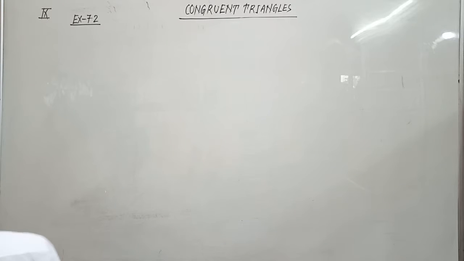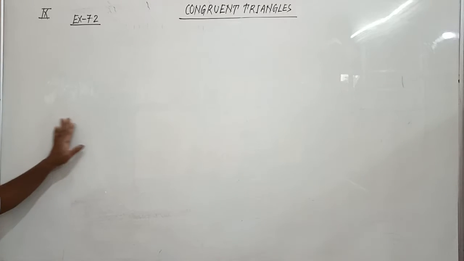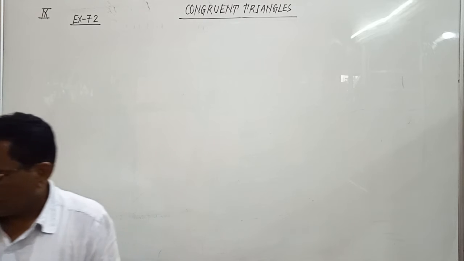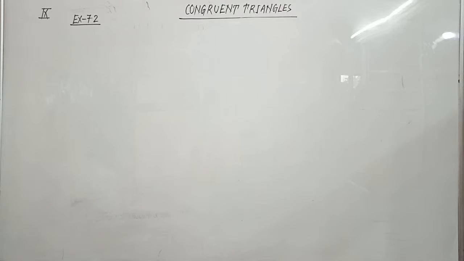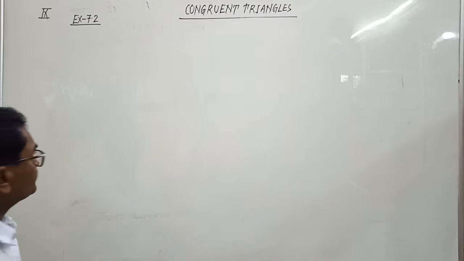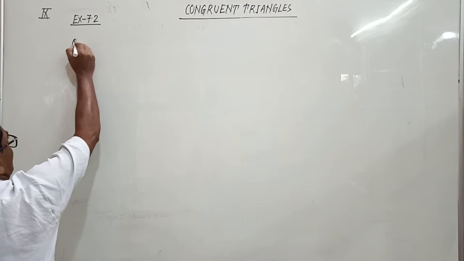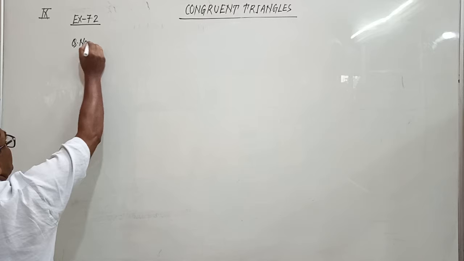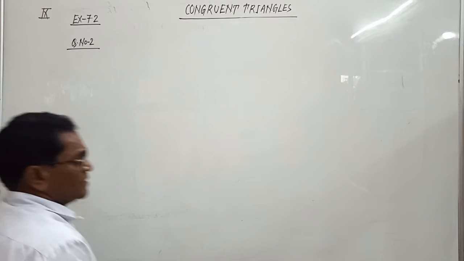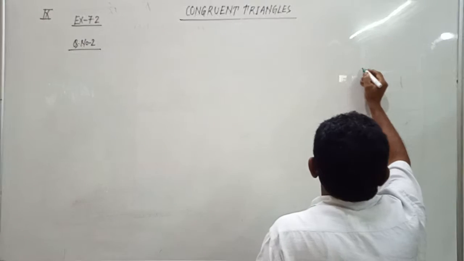Continue the chapter congruent triangles. And the last question which we discussed was question number 1 of exercise 7.2. Now question number 2, we have given a triangle ABC.